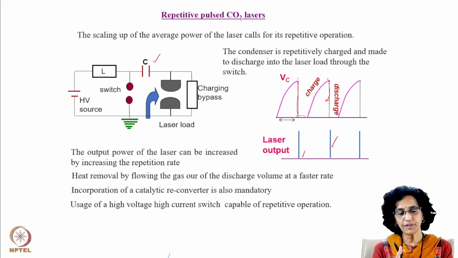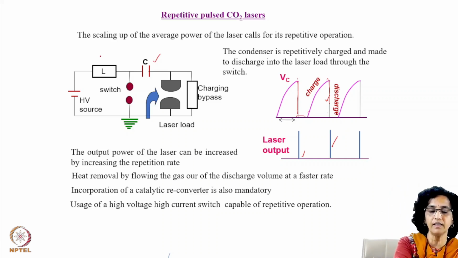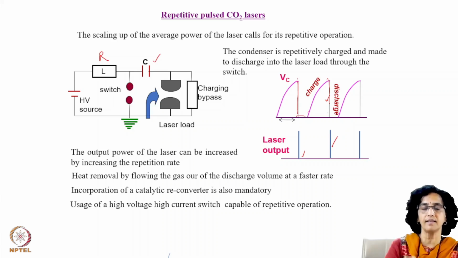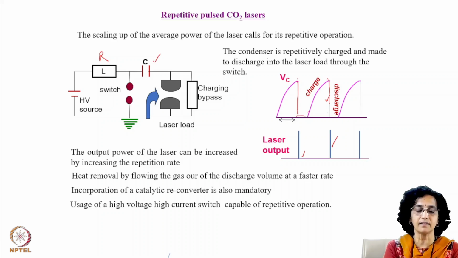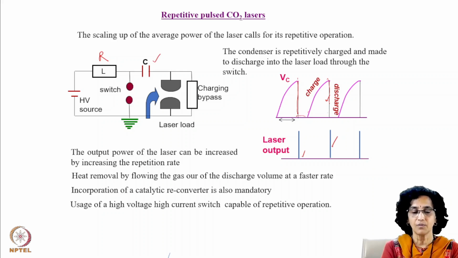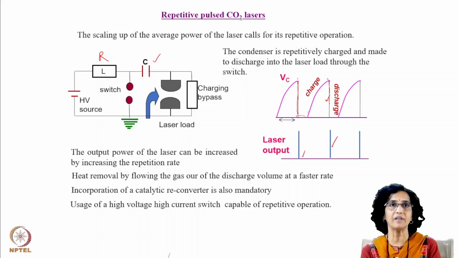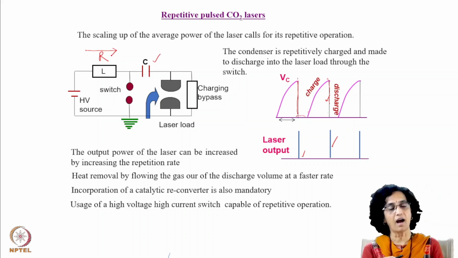Now, for the condenser to get charged, if you see here, earlier we were using a resistance in the charging loop. Now I have replaced it by an inductance. Why do we replace the charging element from a resistance to an inductance? Well, resistance is a dissipative element. As the current flows through this, there is an I square R loss in the resistance.